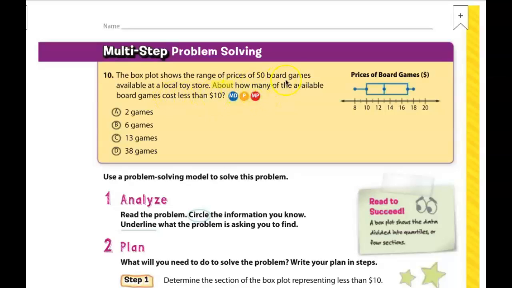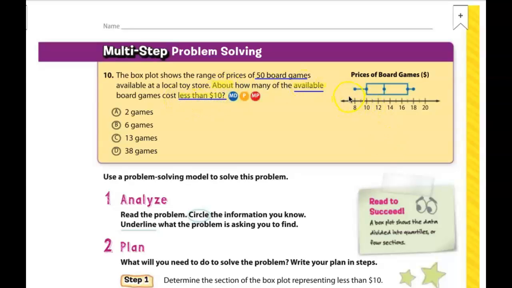And then available is an important word. And less than $10 is also important. So if I come back up here into the problem, I'm going to underline, or I could use boxes as well, what I need to know. It does say that there are 50 available board games. So as far as the word available goes, the total number we're talking about is 50, and we want to know about how many of those are less than $10.